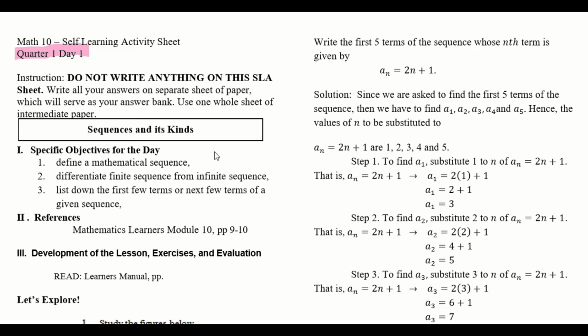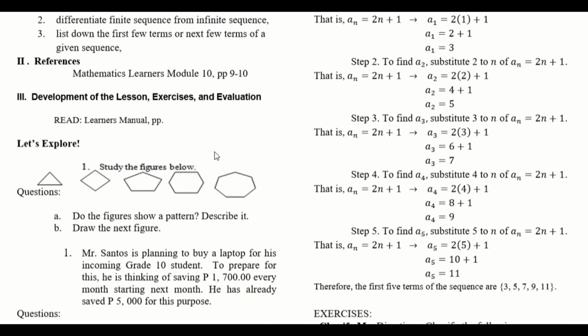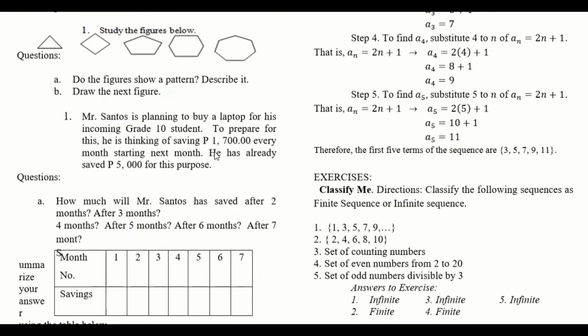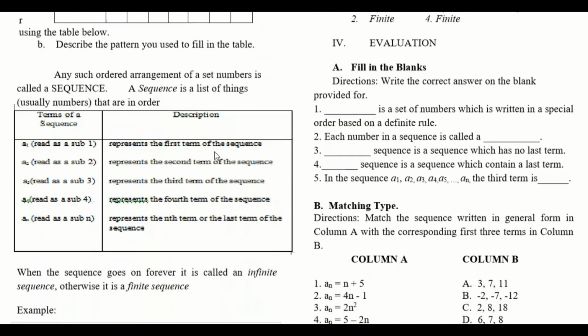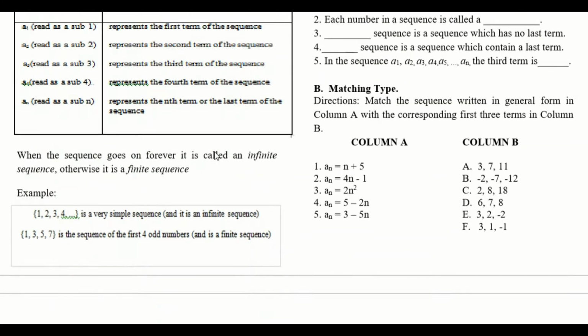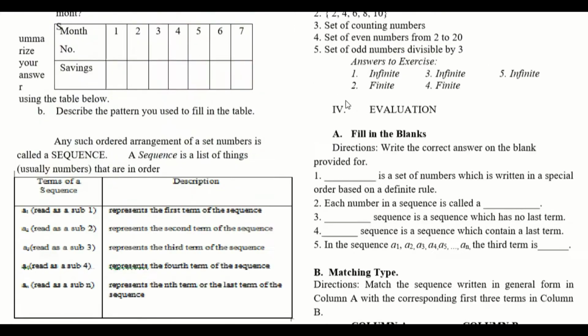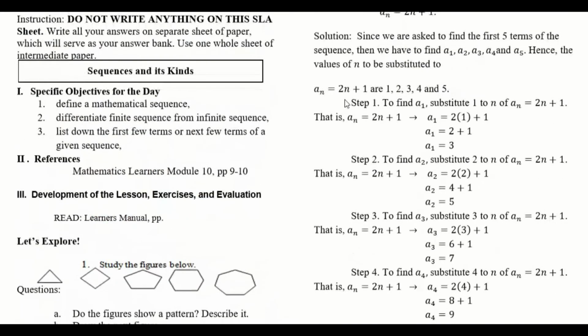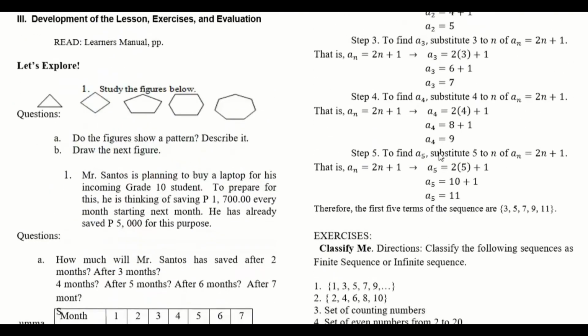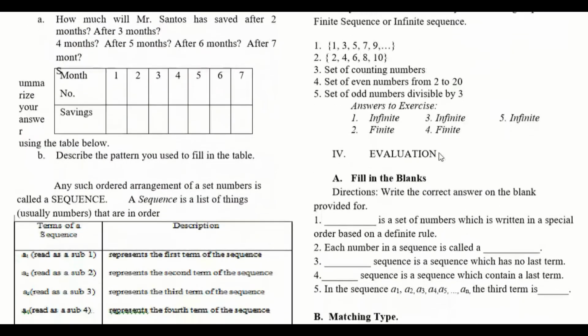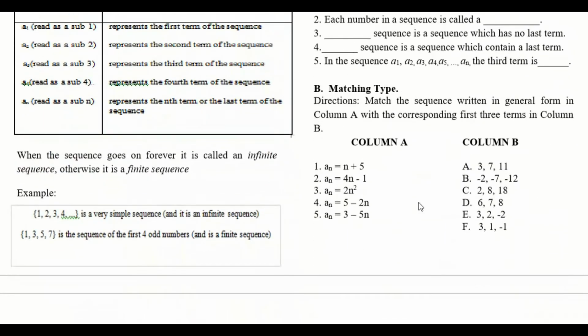For Quarter 1 SLA 1, entitled Sequences and Its Kinds. Specific objectives for this lesson are the following. First, learners will define a mathematical sequence. Second, learners differentiate finite sequence from infinite sequence. Lastly, learners list down the first few terms or next few terms of a given sequence. You may refer to your textbook or the learner's material for Math 10 on pages 9 to 10. Let's start.